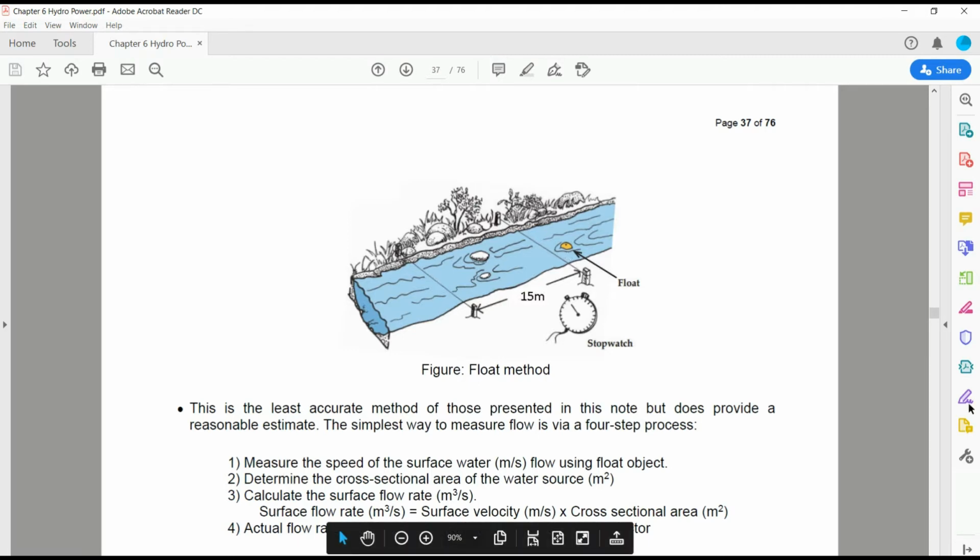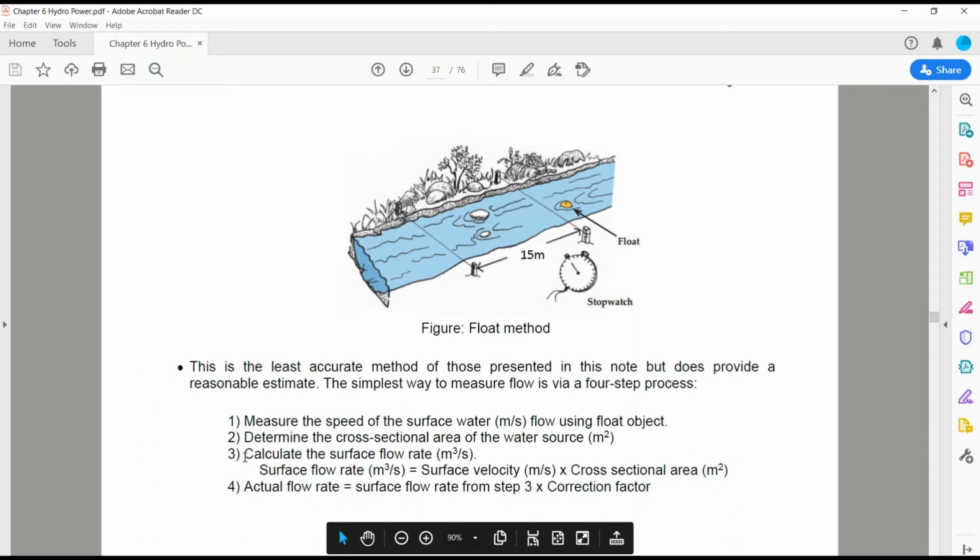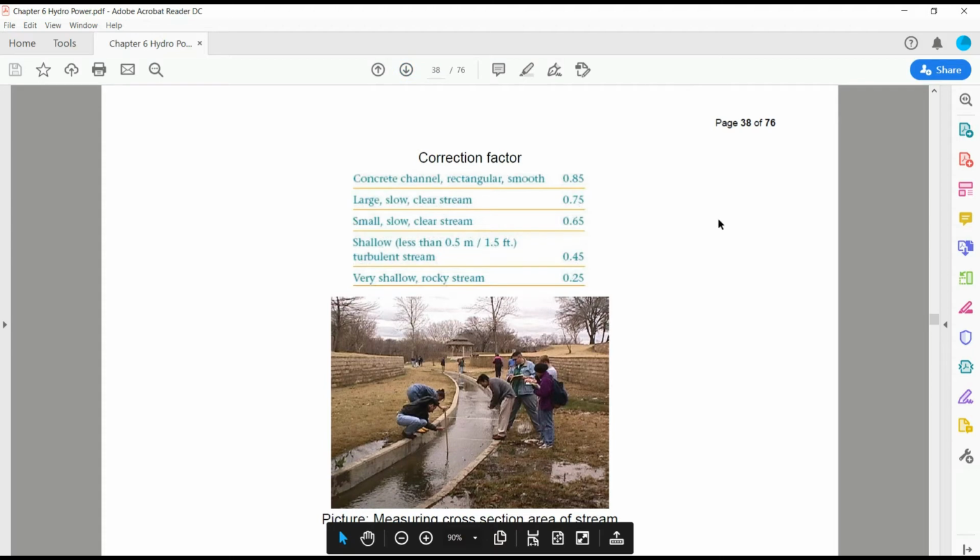The actual flow rate for this method is the surface flow rate that you calculated in number 3 multiplied by a correction factor. This is a type of loss factor for each type of river. For example, let's say the stream is a concrete channel, rectangular and smooth, a man-made stream. So the correction factor is 0.85.